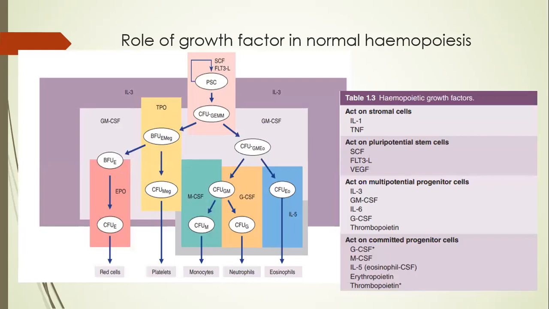There are some growth factors included which act on the stromal cells: interleukin-1 and tumor necrosis factor. They act on pluripotential stem cells: SCF, FLT3L, VEGF. Those that act on the multipotential progenitor cells are IL-3, that is interleukin-3, GM-CSF, interleukin-6, G-CSF, and thrombopoietin. Those that act on the progenitor cells are G-CSF, M-CSF, interleukin-5, erythropoietin, and thrombopoietin. You have to learn these tables.